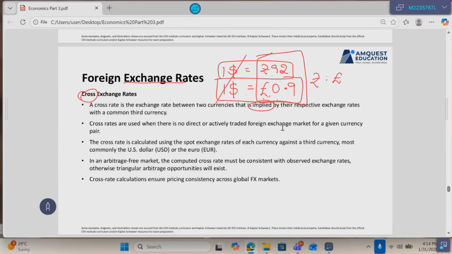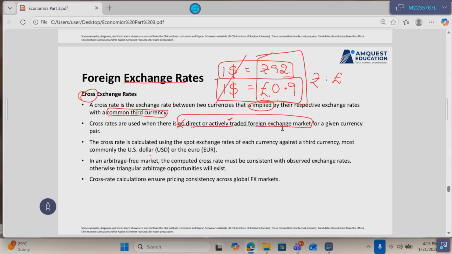So we use this rate when we do not have the direct exchange rate between certain countries. Let's say, for example, you don't know the rate between India and Zimbabwe. I don't know it, but I know the dollar-Zimbabwe rate and the dollar-India rate. So I can find the implied rate of the rupee to Zimbabwe. Is that clear? So a cross rate helps you find the rate through a common third currency when the direct rate is not available, when there's no direct or actively traded forex. Understood? All I have to do is use a third currency.